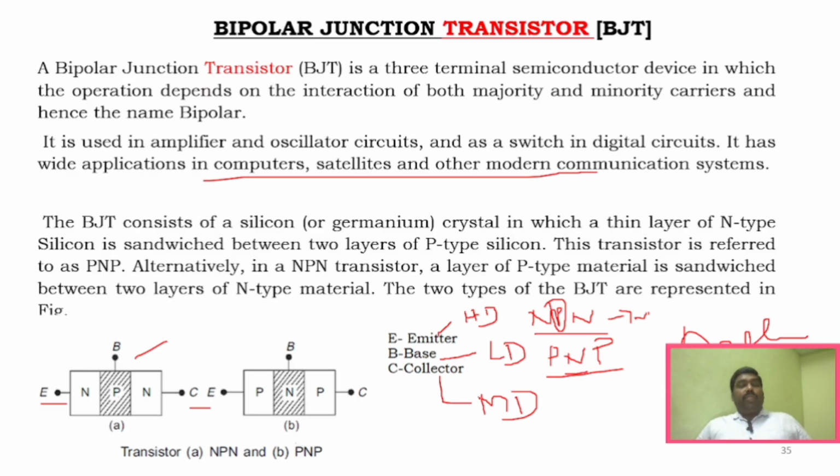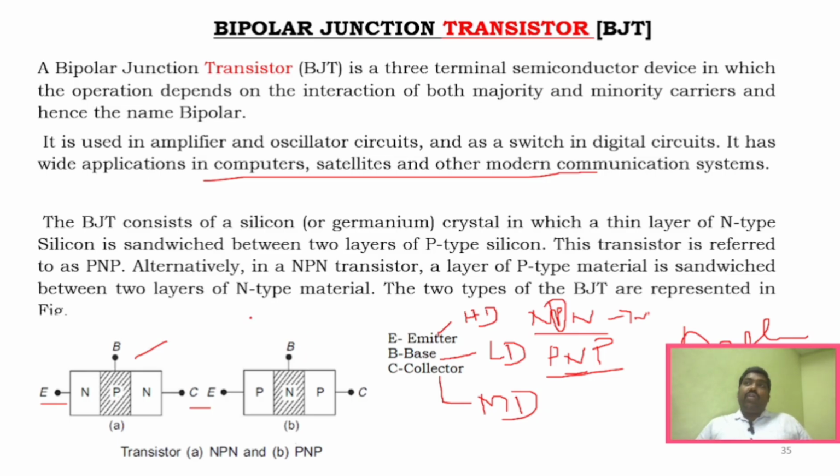And whether it is NPN or PNP, the current conduction will take place from emitter to collector, and that is why the construction of this particular transistor is like this: emitter is highly doped, base is very lightly doped, and collector is moderately doped. And apart from these terminals, you have to understand you have two junctions.